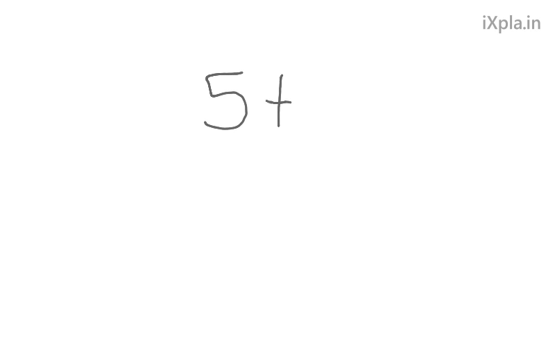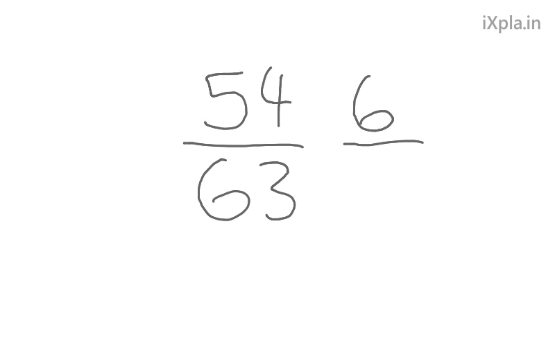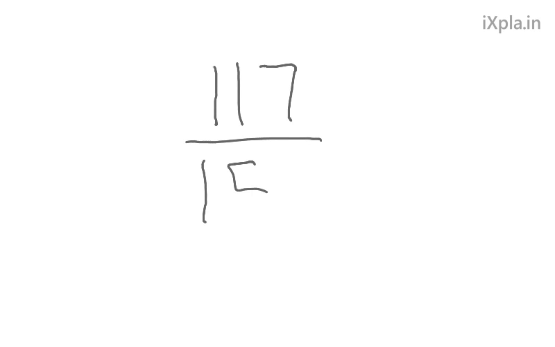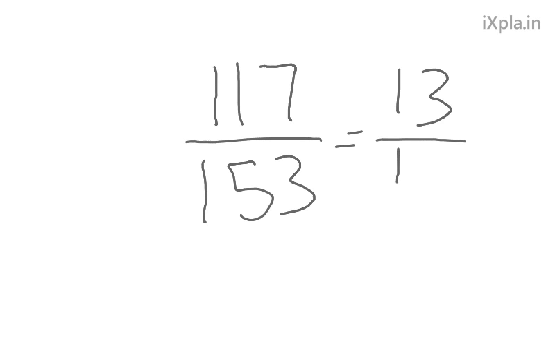Okay, 54 over 63. 9 goes into 54 6 times. 9 goes into 63 7 times. And so that is our reduced fraction, 6 over 7. Bigger number now, 117 over 153. 9 goes into 117 13 times. And then 9 goes into 153 17 times.